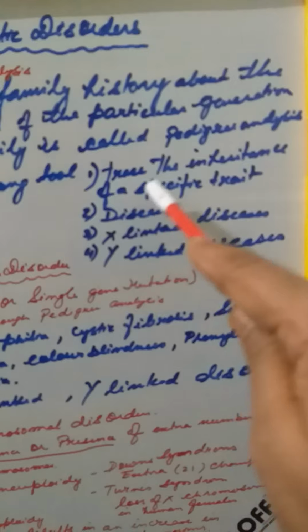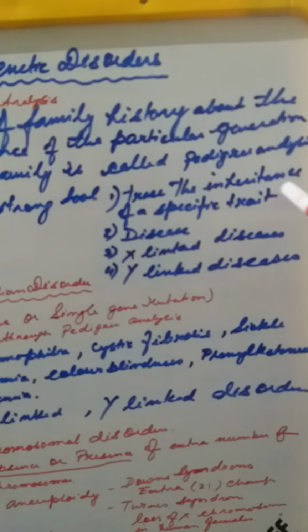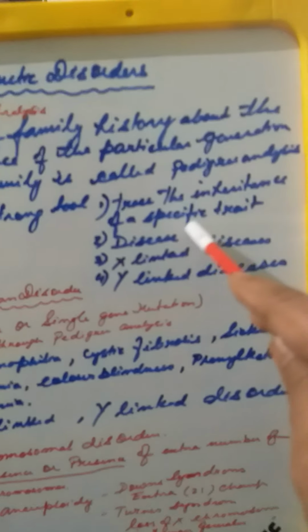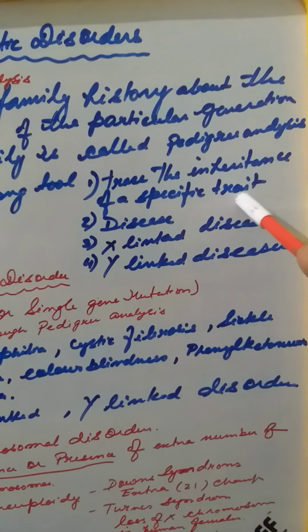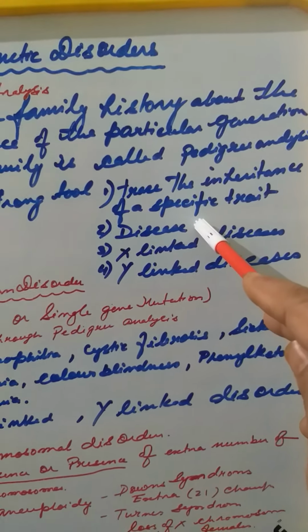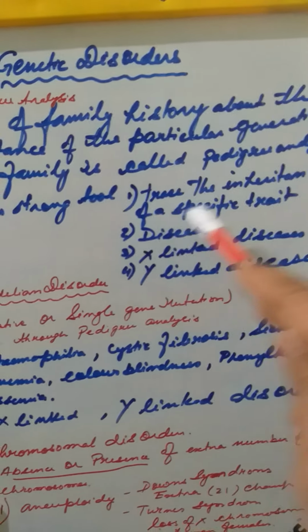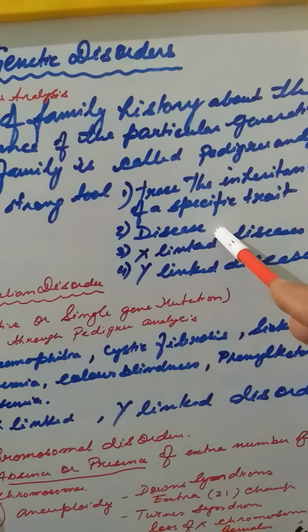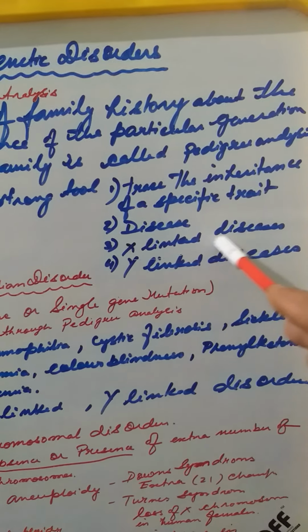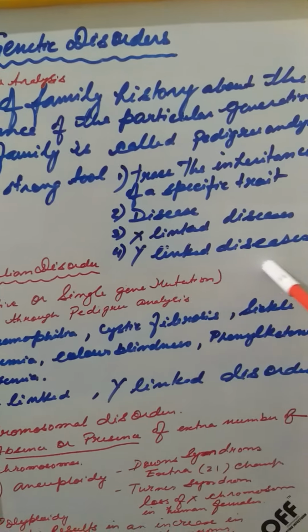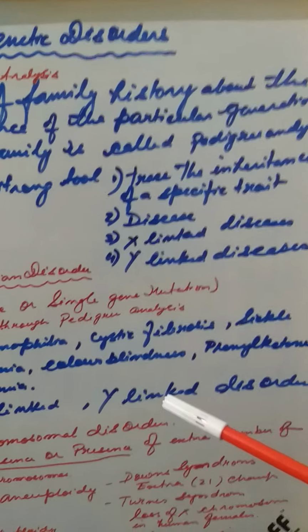See, it is used to trace the inheritance of a specific trait. For example, if a child develops certain abnormalities and nothing else is found, that means it has to be some genetic disorder. Then it has a specific trait. Secondly, a disease can be found, and there are certain diseases linked with X-linked and Y-linked diseases that we will be dealing with in the later part.